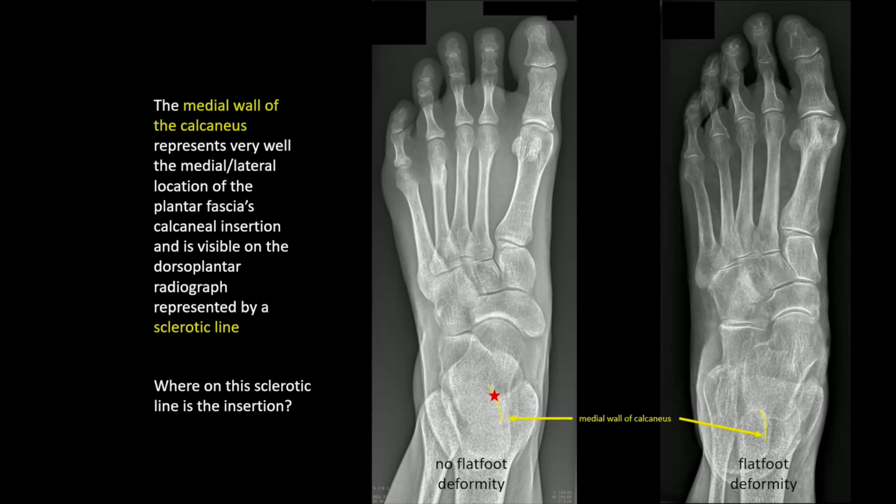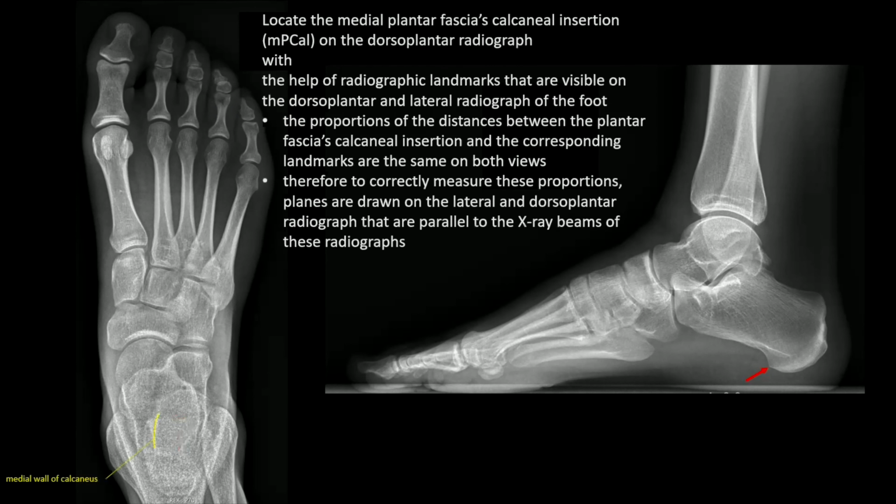The anterior-posterior location of the medial plantar fascia's calcaneal insertion on this sclerotic line is located with the help of radiographic landmarks that are visible on both the dorsoplantar and lateral radiograph. These radiographic landmarks are the anterior borders of the malleoli, the posterior border of the talus, and the sustentaculum tali.